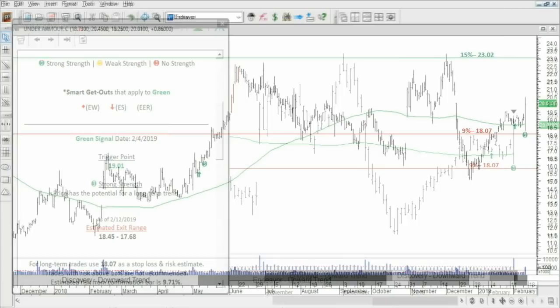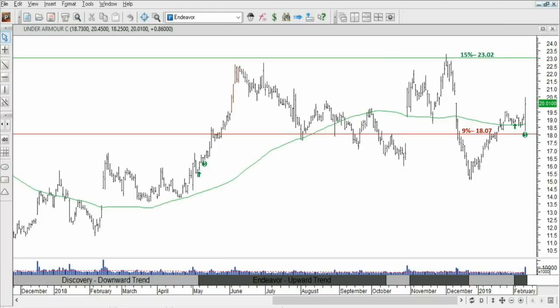So 15% from our confirmation bar is 2302, which I've marked on here with a green line that you'll see on the very top of the chart. Also, as you can see, price has been there in the past, just barely, but it went up that high. So that's what we're looking for it to do again.